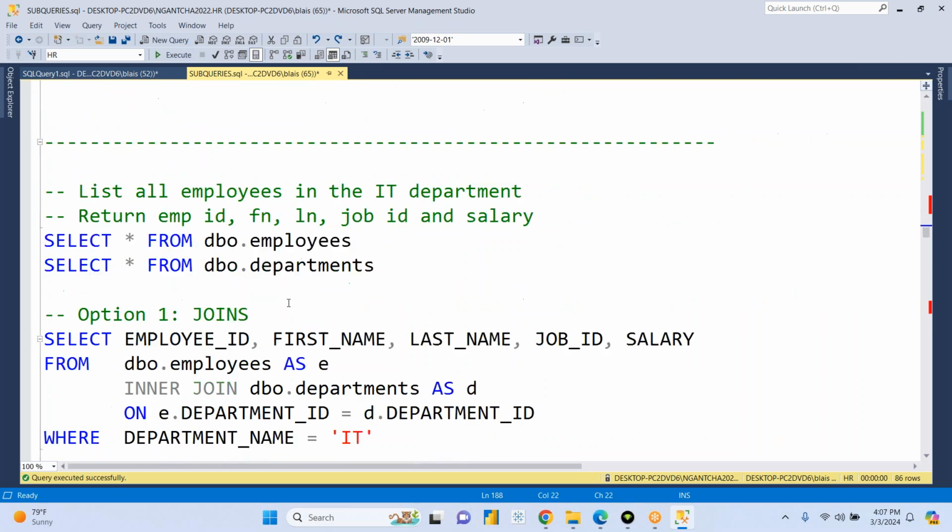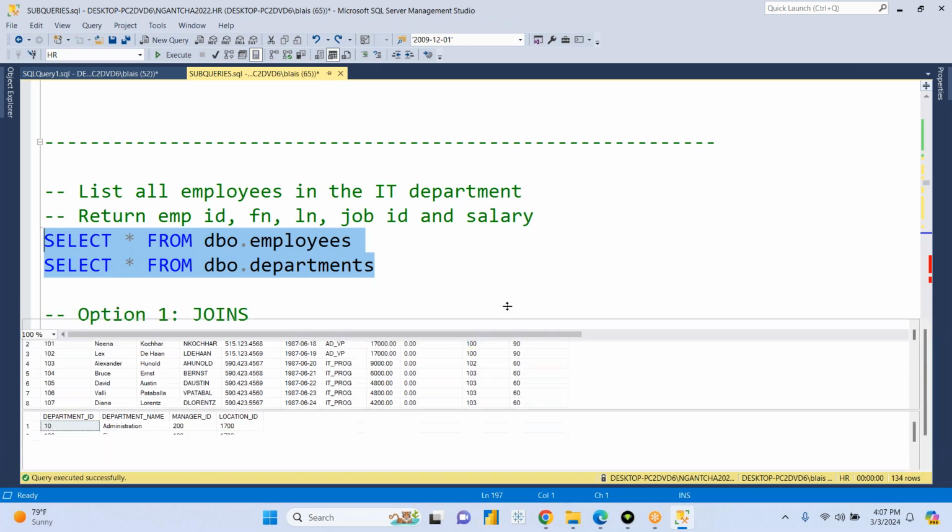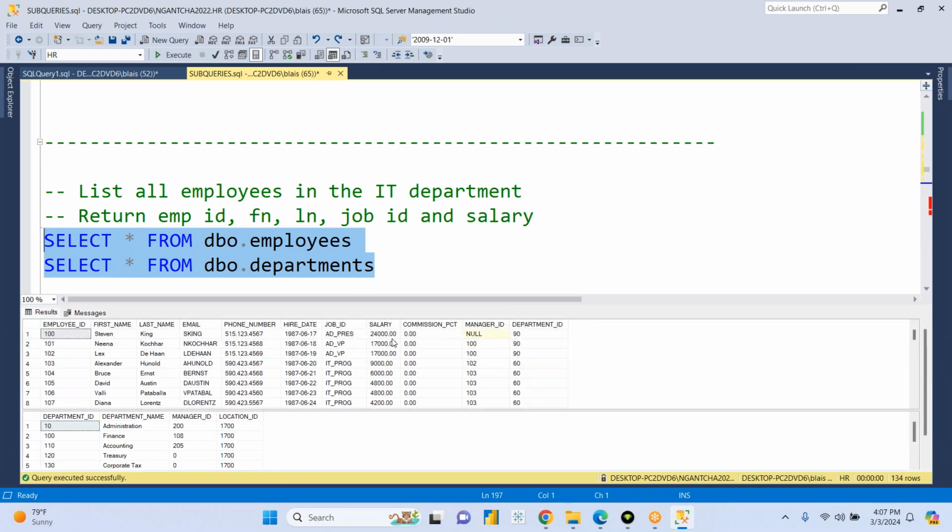Okay, let's take another example on this. List all employees in the IT department. So since there could be more than one employee in the IT department, you're dealing with a list of values. So they want us to return employee ID, first name, last name, job ID, salary. These are two tables in this question right here. I can use a subquery or you can use a join. So there are two ways to proceed in this.